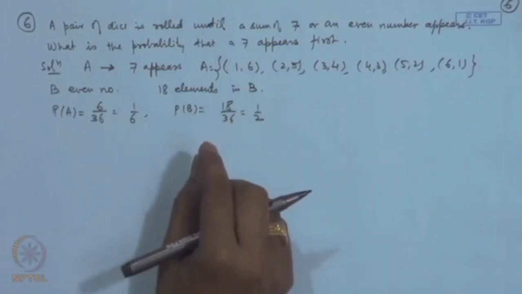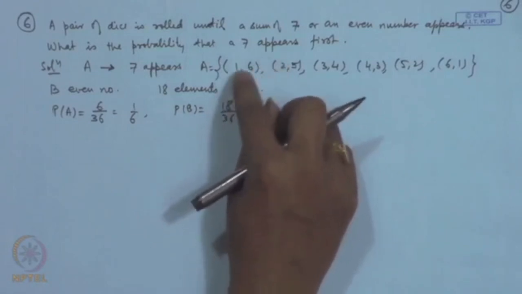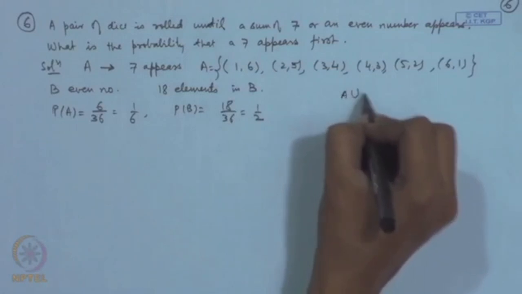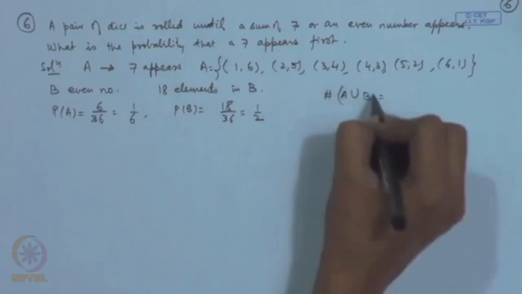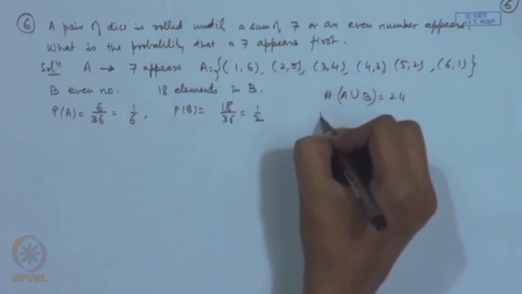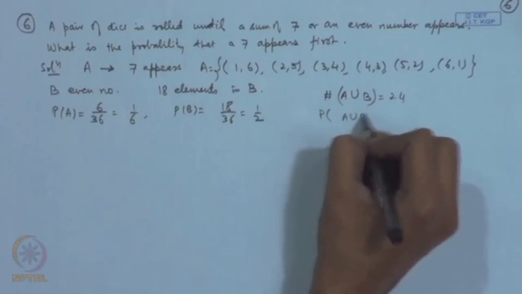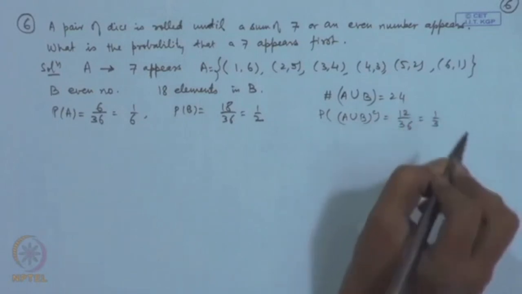Also, you can see here that A and B are disjoint, and the number of elements in A union B will be 24. So, what is the probability of A union B complement? That will be equal to 12 by 36, that will be equal to 1 by 3.